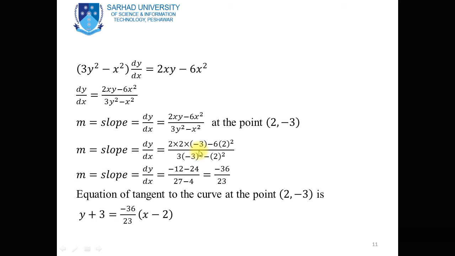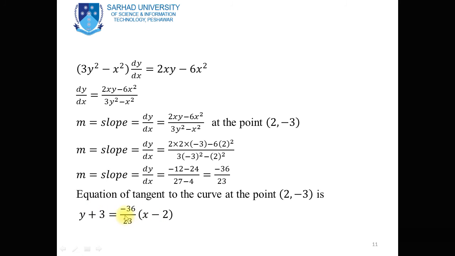Now after simplification we obtain 2 to the 4, and 4 times 3 is 12, and 4 times 6 is 24, divided by 3 minus 3 squared, meaning 9, 9 times 3 is 27, and 2 squared means 4. So minus 36 divided by 23 is the slope of the tangent line. Now the equation of the tangent line: by using the formula, y minus y naught is equal to m into x minus x naught.